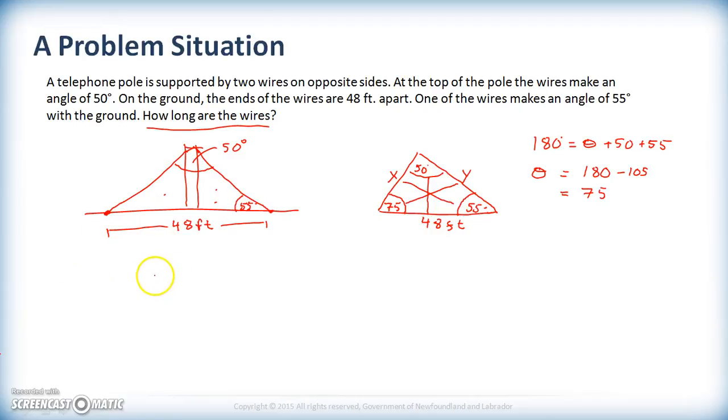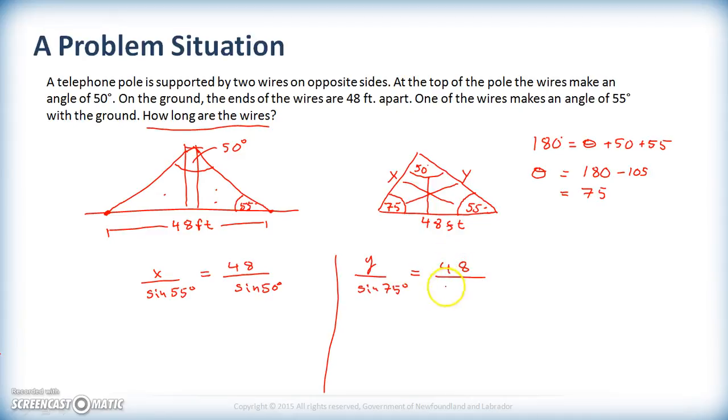So let's start off with finding X. X over the sine of its opposite angle, which is 55 degrees, has to be equal to the ratio of our known pair, which is 48 feet over the sine of its opposite, which is 50 degrees. And then I'm going to do the same thing with Y. Y over the sine of 75 has to be equal to 48 feet over the sine of its angle, which is 50 degrees. So basically I've got two little sine law equations to solve, and then I should have this problem tackled.